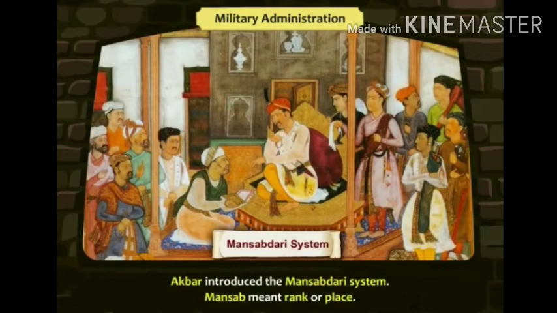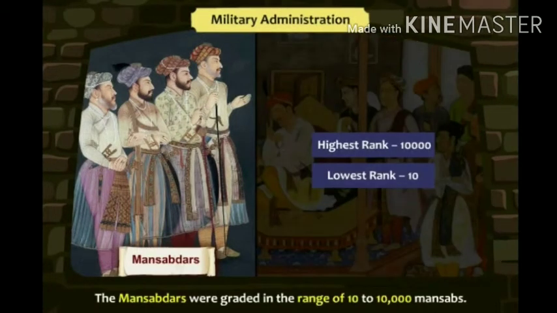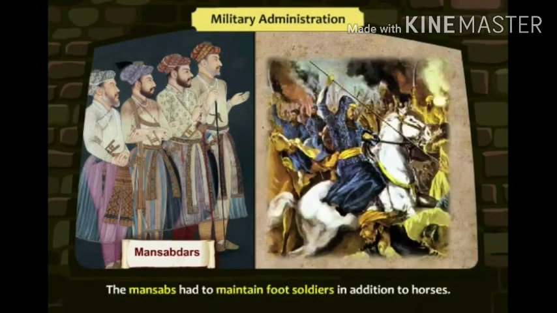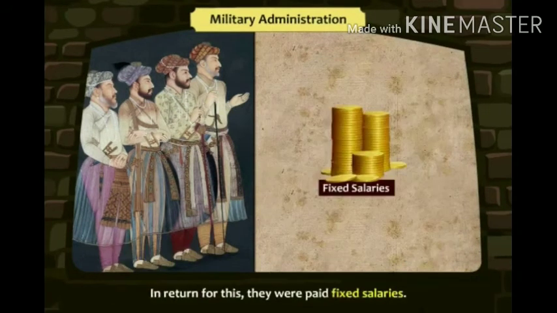Akbar introduced the Mansabdari system. Mansab means rank or place. Each mansab was valued based on the number of horsemen they had. The mansabs were graded in the range of 10 to 10,000 mansabs. The mansabs had to maintain foot soldiers in addition to the horses. The mansabdars had to assist the emperor during the war times. In return of this, they were paid fixed salaries.